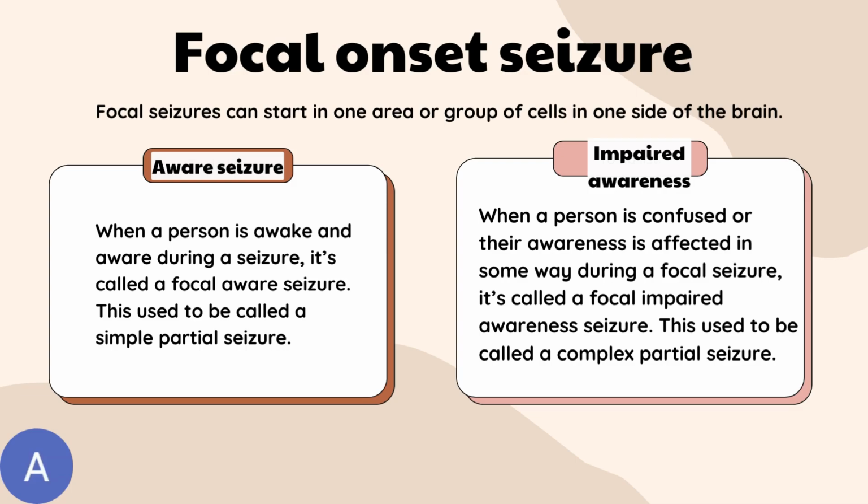There are two types of focal onset seizures: aware seizures and impaired awareness. Aware seizures happen when a person is awake and aware during a seizure. It is called a focal aware seizure. This used to be called a simple partial seizure. Next is impaired awareness. When a person is confused or their awareness is affected in some way during a focal seizure, it is called a focal impaired awareness seizure. This used to be called a complex partial seizure.